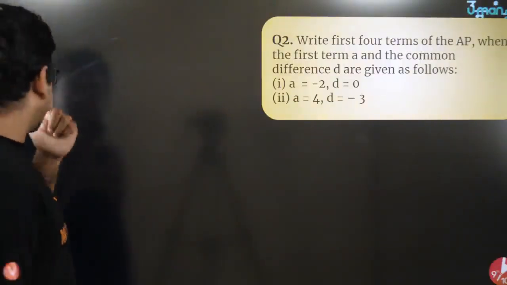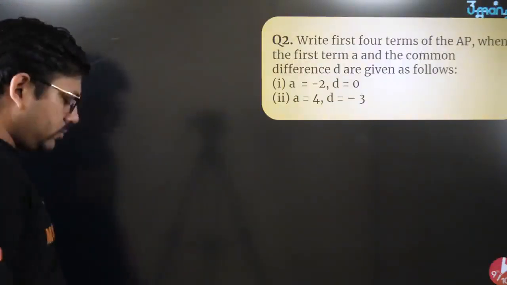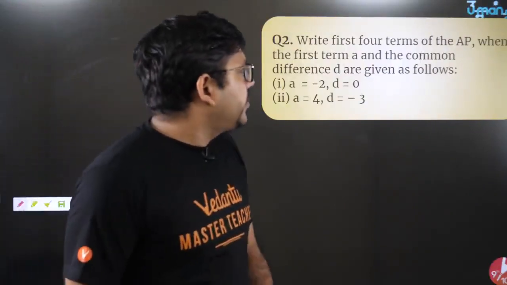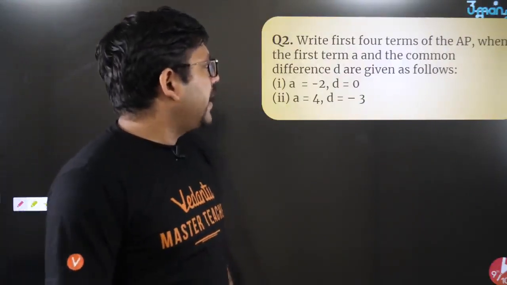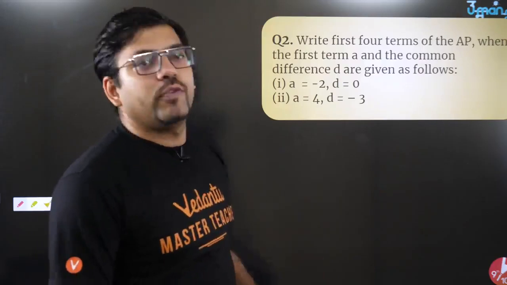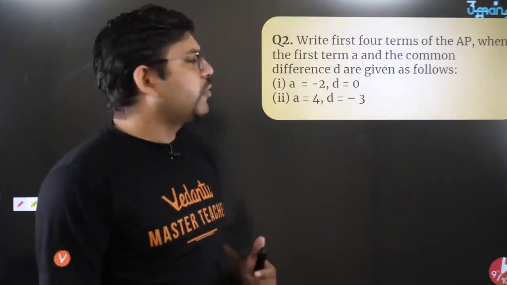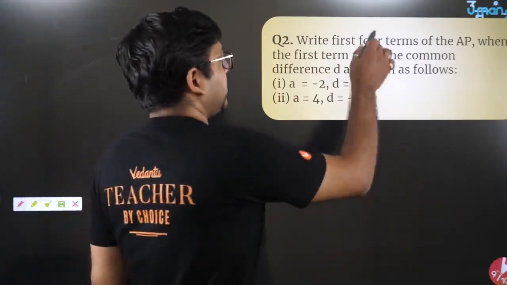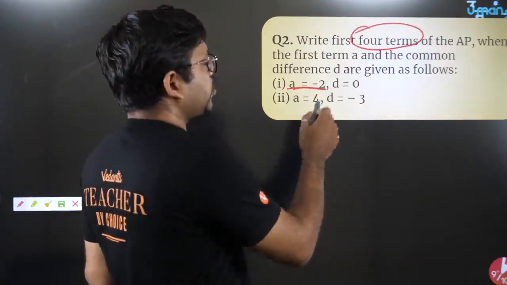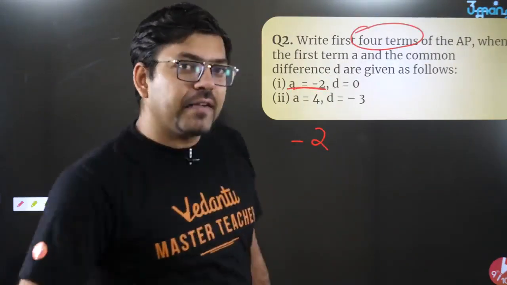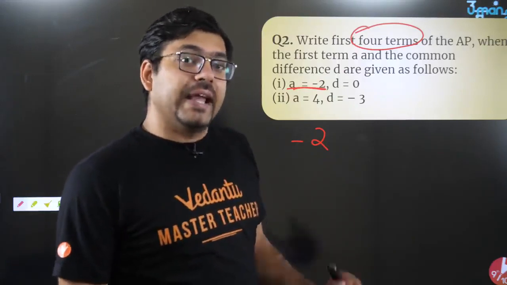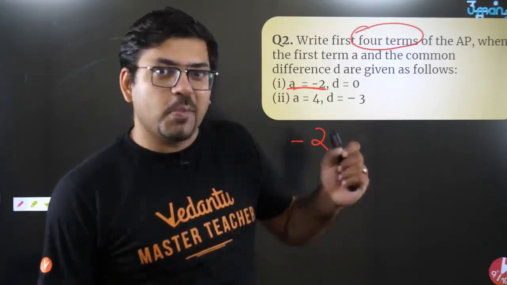So please pay attention. The question says, write the first 4 terms of the AP when the first term A and the common difference D are given as follows. Okay, so we have to write the first 4 terms. So obviously the first term is going to be A, so minus 2. After that, the second term becomes A plus D because we add the common difference.